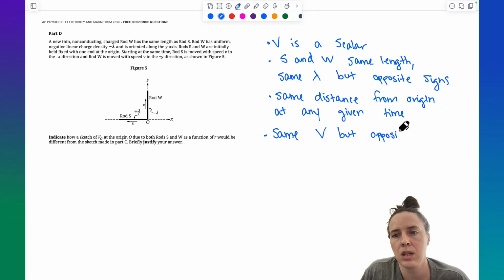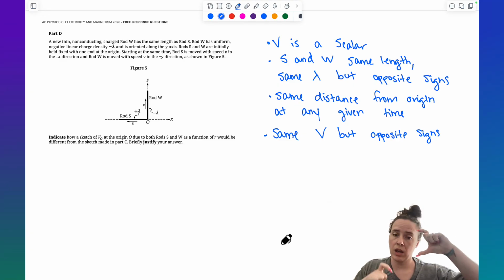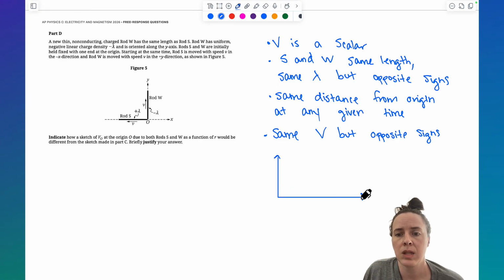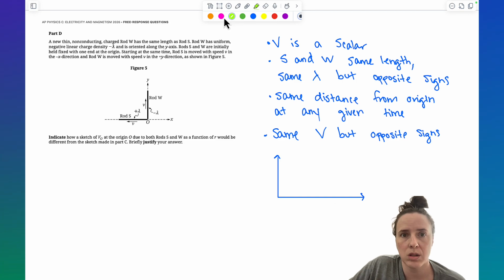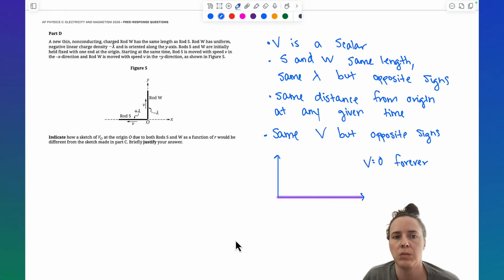And since potential is a scalar, that means we literally add them together. So if I have positive 2 volts and a negative 2 volts, I get 0. So they're going to cancel each other out the entire time. That graph is going to be a nice horizontal line at 0. So V equals 0 forever, because all things being equal except opposite signs. The end. All right, cool.